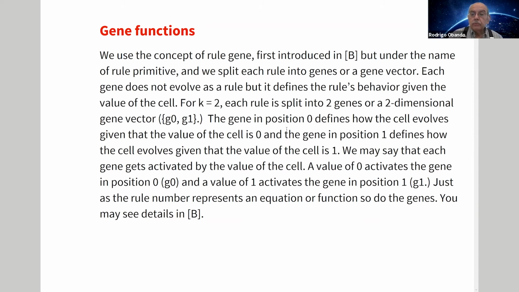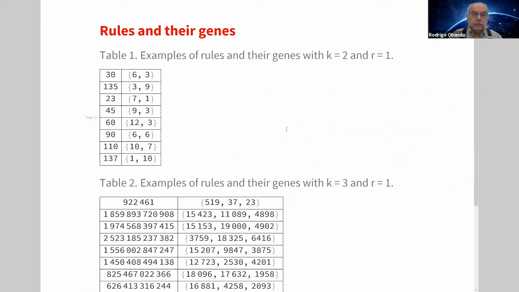Just as the rule number represents an equation of functions, so do the genes. You may see the details in the reference under B. These are some quick examples of rules that we actually know, like 30. The genes are 6-3. For 135, the genes are 3-9. For 90, which is 6-6, very interesting, they actually have the same gene for both G sub 0 and G sub 1. For 110, you have 10 and 7. For 137, you have 1 and 10, etc. And this is for k equal to 2 and r equal to 1.